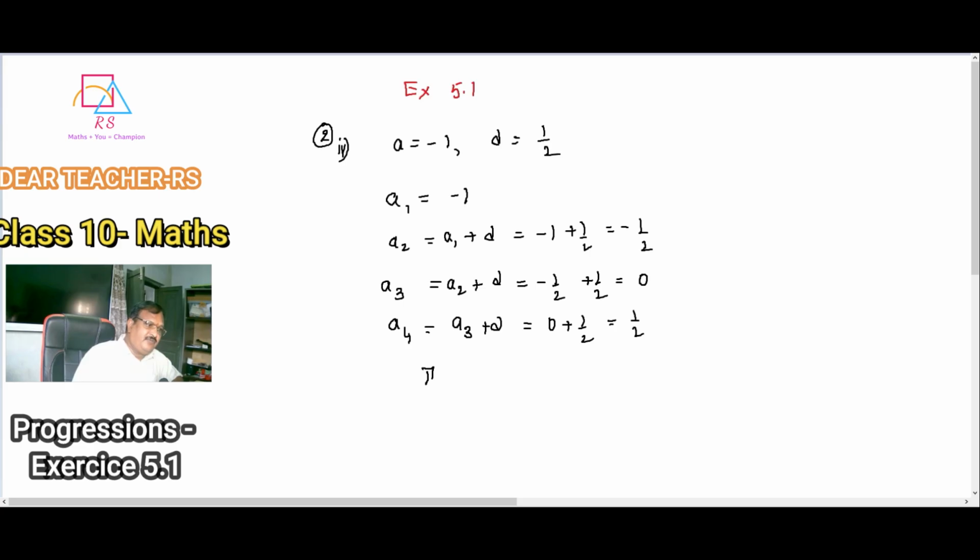So the first 4 terms are minus 1 comma minus half comma 0 and half. This is how you have to do it. So practice the rest of the problems by yourself. Let me go to the third question.